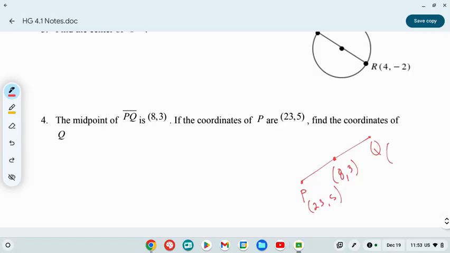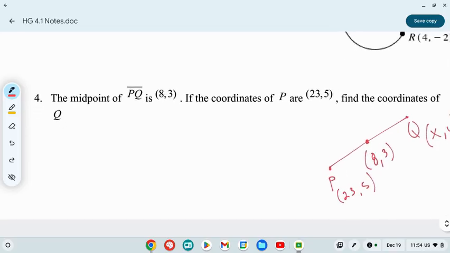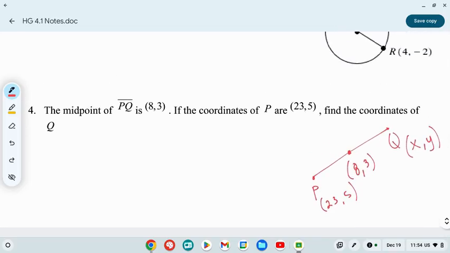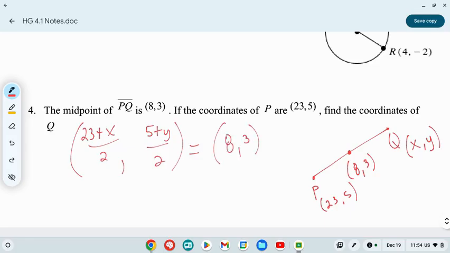Since we don't know the coordinates of point Q, I'm just going to call that x, y. And then we're still going to use the midpoint formula to find the coordinates of point Q. So remember, for the midpoint formula, you're going to add the x's and divide by 2. So we're going to, again, look at the 2 endpoints, and we're going to add the x's together. So (23 plus x) divided by 2, (5 plus y) divided by 2 has to equal the coordinates of the midpoint, which are at 8, 3.